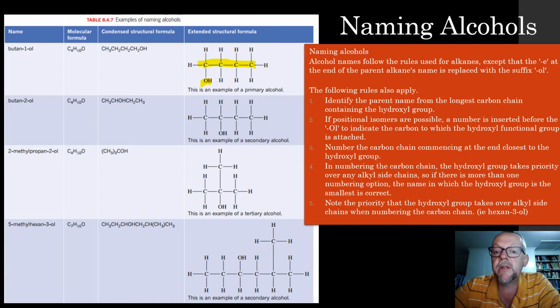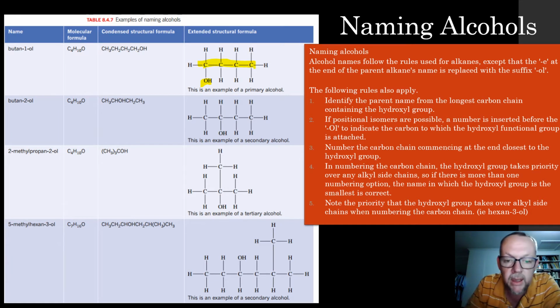So now if positional isomers are possible, the number is inserted before the ol to indicate the carbon to which the hydroxyl functional group is attached. Now you number the carbon chain commencing at the end closest to the hydroxyl group. In numbering the carbon chain, the hydroxyl group takes priority over the alkyl side chains. So if there's more than one numbering option, the name in which the hydroxyl group number is the smallest is the correct one. So note the priority then, that the hydroxyl group takes over the alkyl side group.